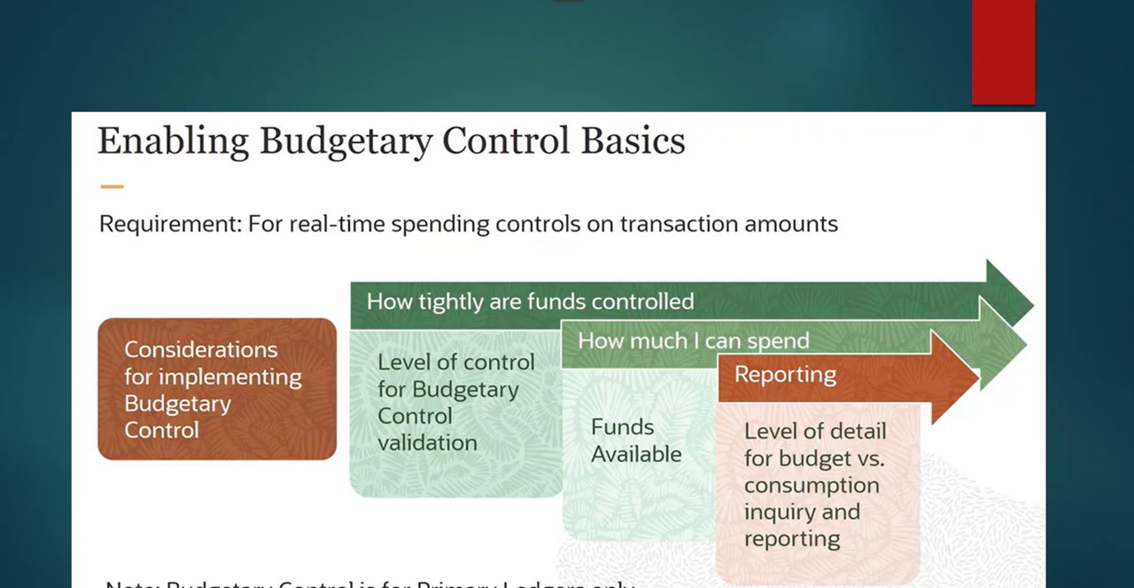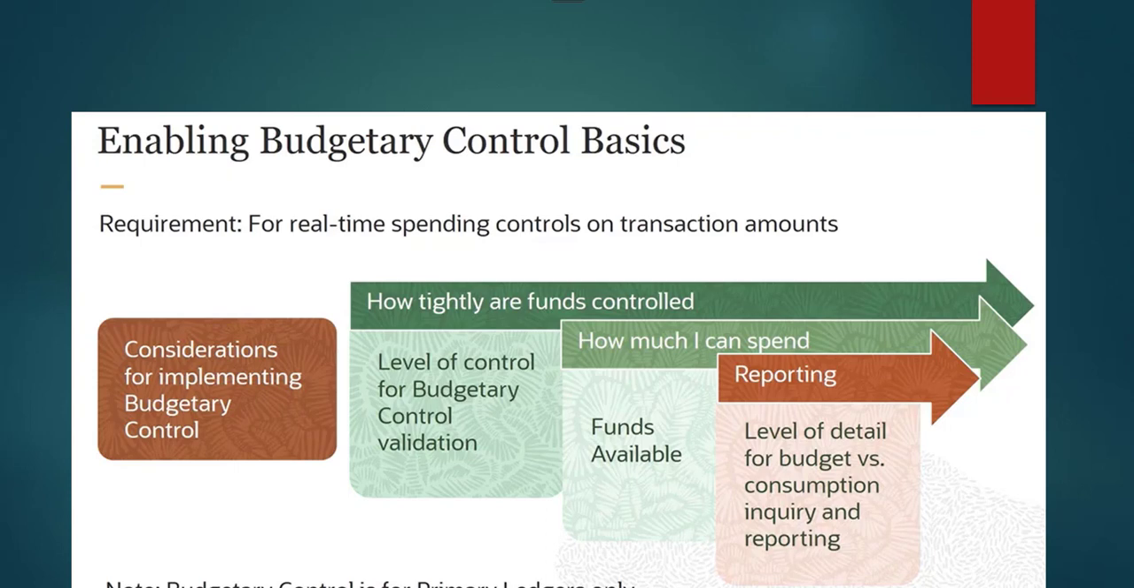What are your funds available? How much can you spend? Would you have a budget for the year for expenses that you can spend at any time in the year, or are you going to be controlled by each month, for example? So you can decide on how much you can spend and when you can spend it.